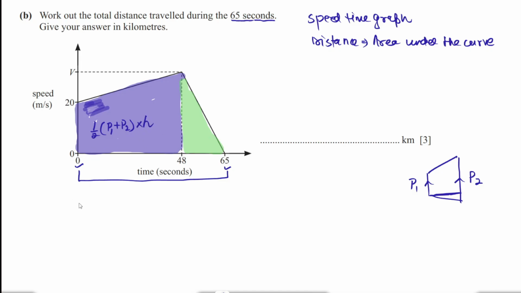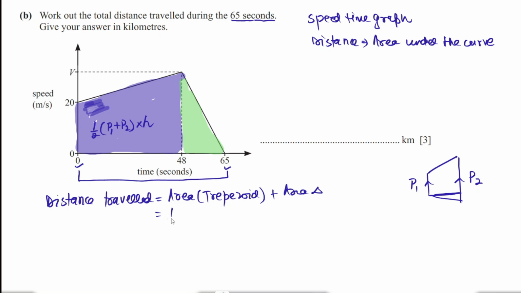So the distance between parallel lines, we say the distance traveled is equal to the area of the trapezoid plus the area of the triangle. So the area of the trapezoid is given by half times P1 plus P2. P1 is this one, that is 20 here. This one would be considered as P2, the parallel line.